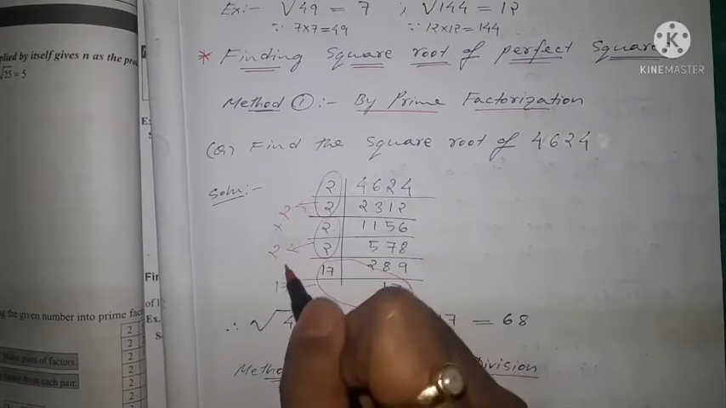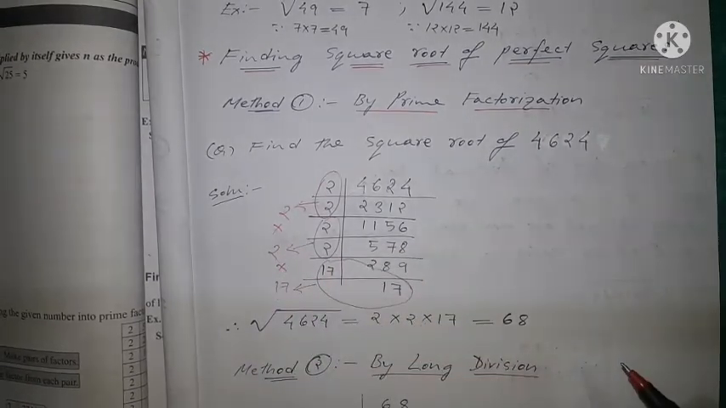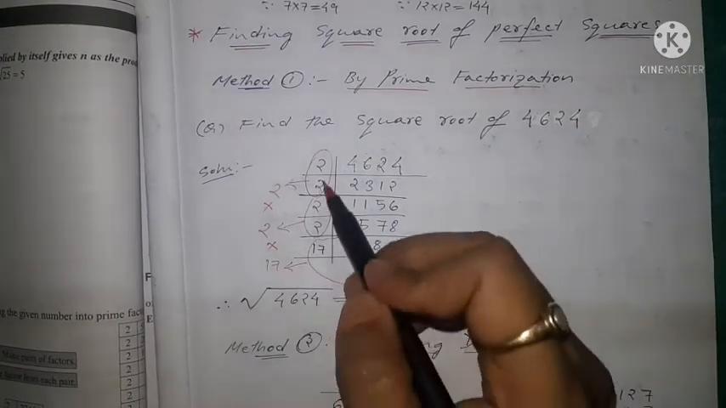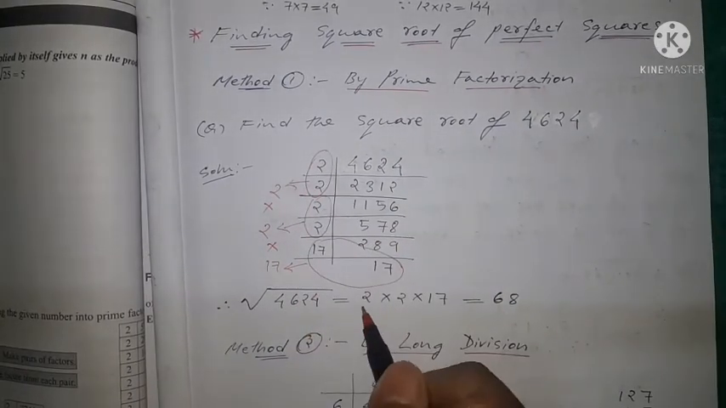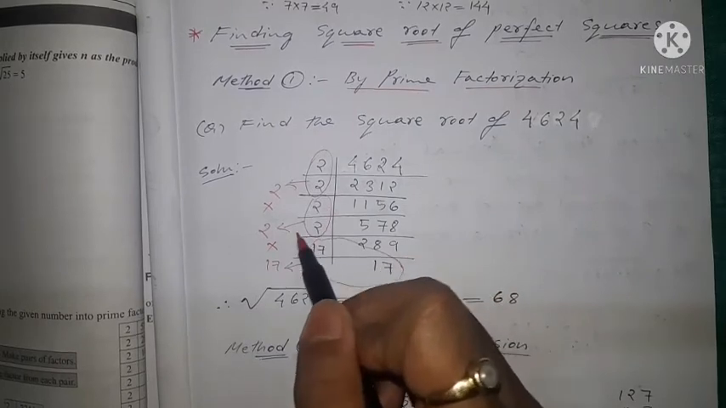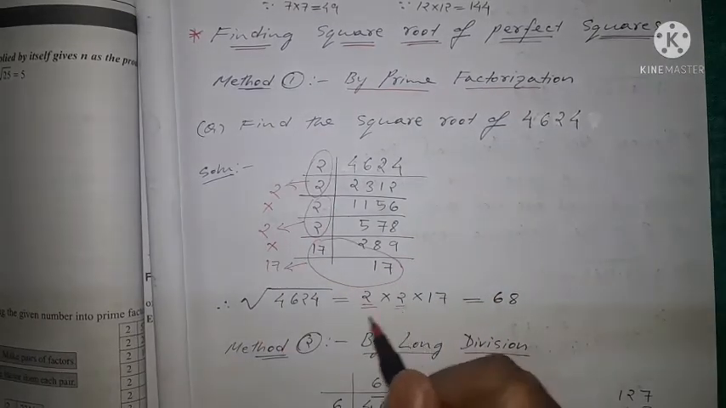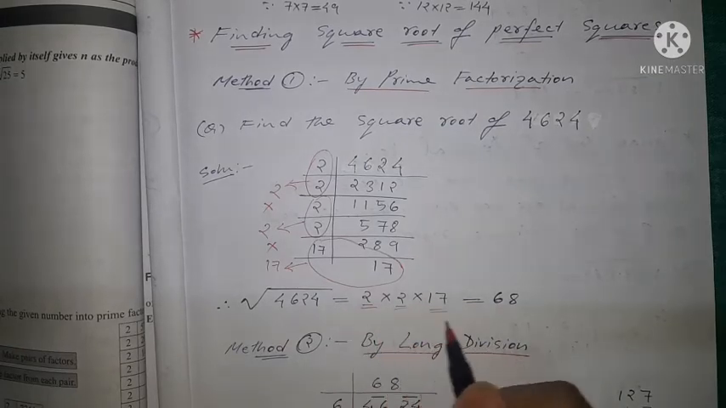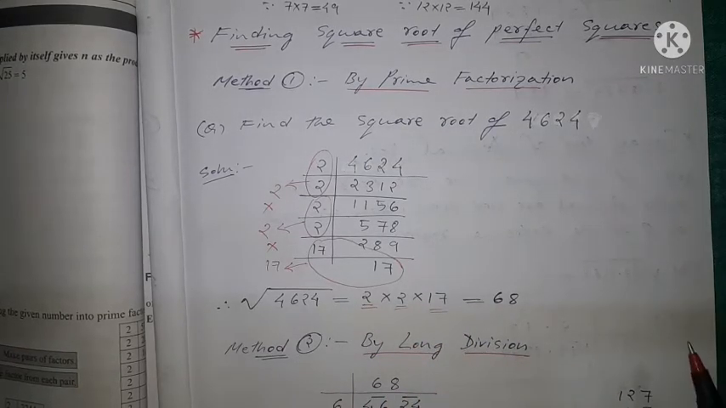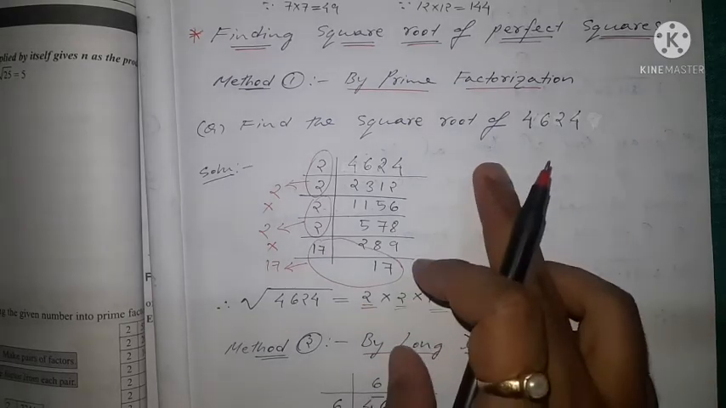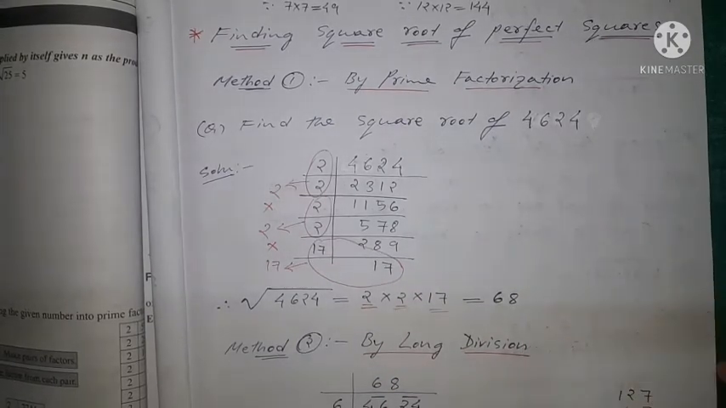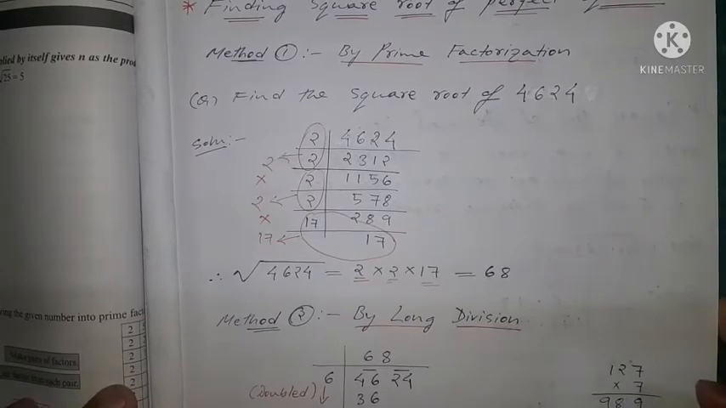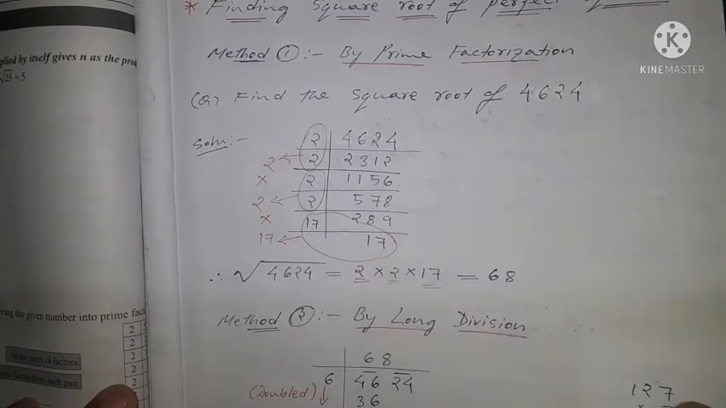If we multiply all these numbers, we will get the square root. From this pair we take one 2, from this pair we take another 2, and from this pair we take one 17. If we multiply all these numbers, we get 68, which is the required square root of the given number, 4624. The second method is the long division method.